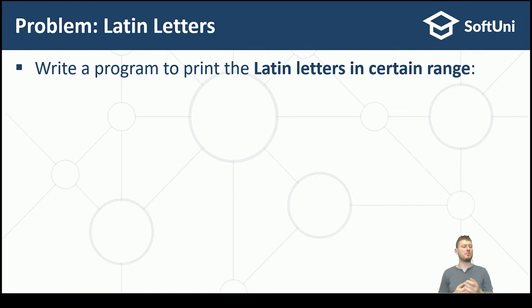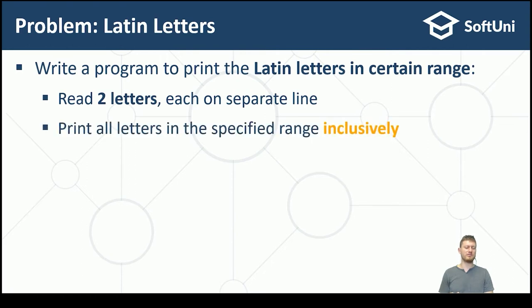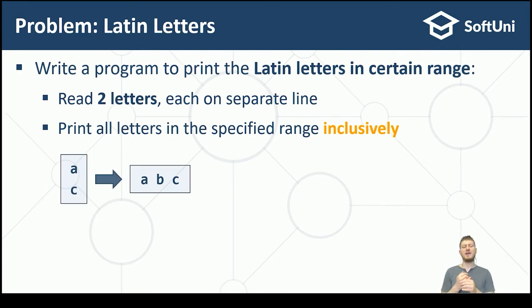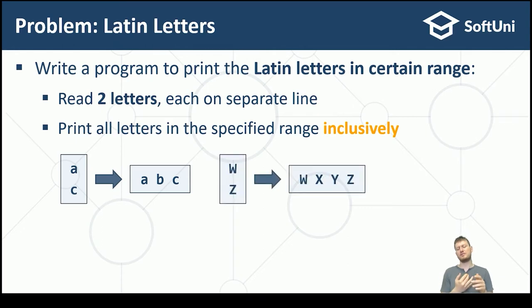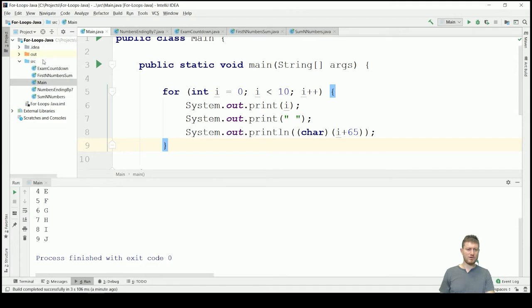Now let's solve a problem which is called Latin letters. Write a program to print the Latin letters in a certain range. We read two letters on separate lines, and we print all letters in this range. For example, if we enter A and C, we start from A until C. If we enter W to Z, it will be W, X, Y, Z. This is another example. From F to Q, it will be F, G, H, I, J, etc. until Q. Okay? So let's solve this problem.